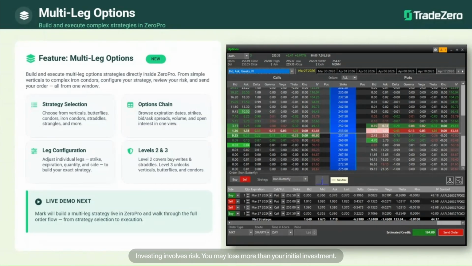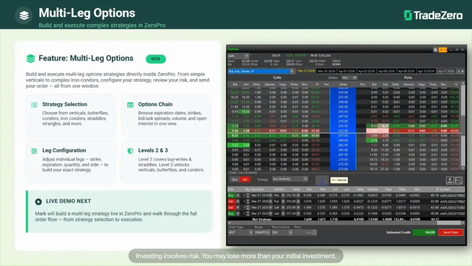You have the options chain. Again, I'm sure you'll all be very familiar with it. You can select the columns you'd like to view, the number of strikes you'd like to see, etc., and customize your order ticket to essentially be the trade that you would like to send off multi-leg wise. Leg configuration: you can customize the strike, the expiration, the quantity, and side.